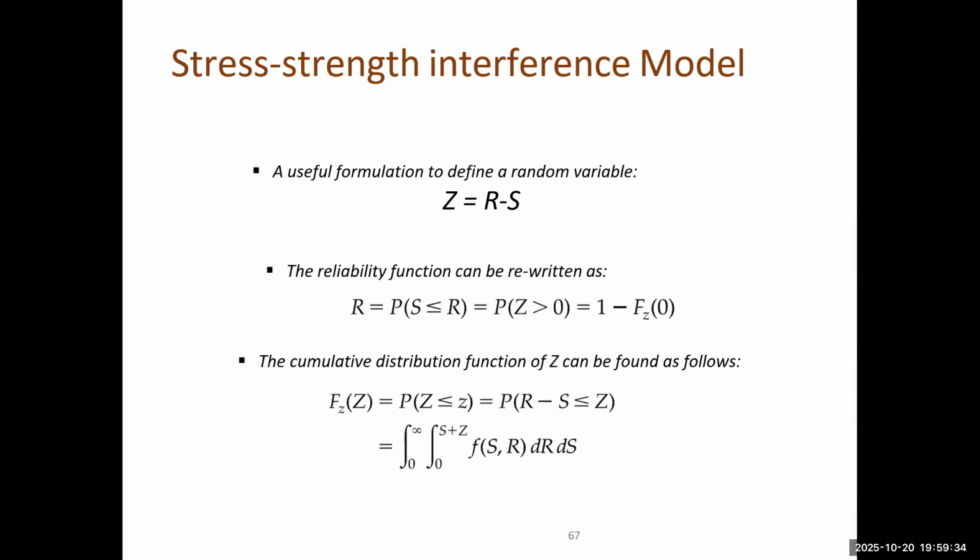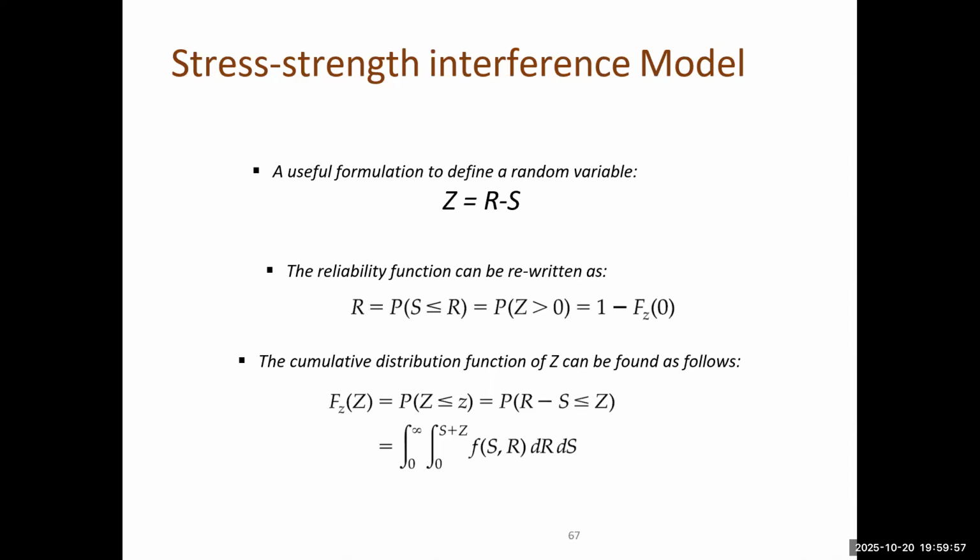So this single variable represents the entire safety of the component. If z is positive, we have a safe state. But if z is negative, some failure will occur. So that will allow us to re-express the reliability function.